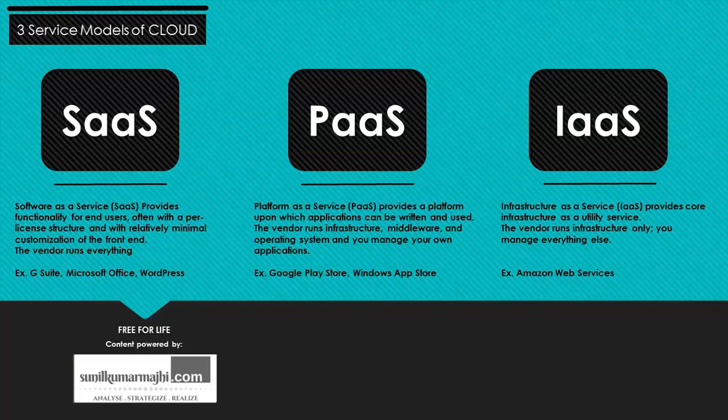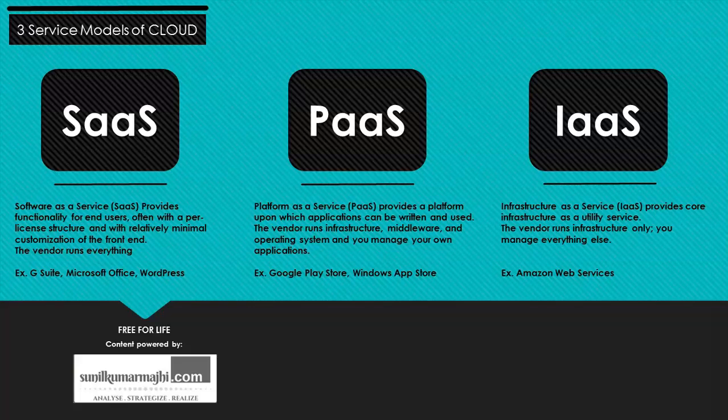The first service model is SaaS. SaaS stands for software as a service. It provides functionality for end users, often with a per license structure and relatively minimal customization of the front end. The vendor runs everything. Software as a service, like your Microsoft Office, G Suite, WordPress. These are examples of software as a service. They offer their software, they have their own set of features, you just pay for that software and you use it. So you cannot do any customizations over here. Whatever functionality is available out of the box, you have to use.